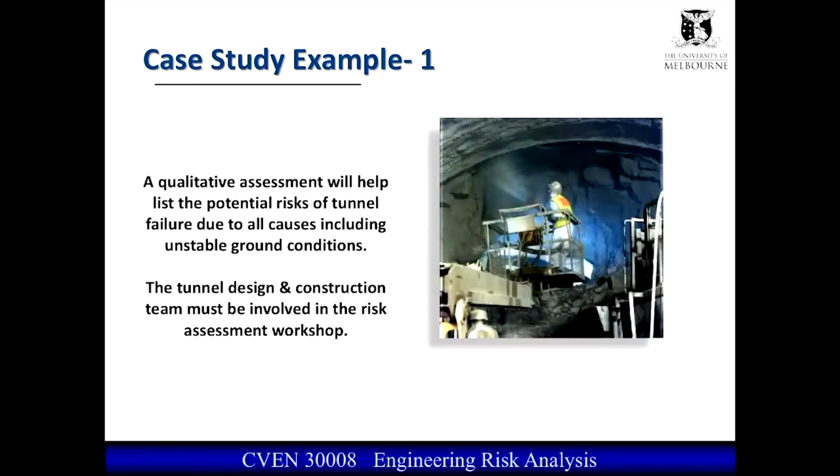So the first thing is a qualitative risk assessment. We'll go through, look at the hazards that are there, and then look at the potential risks of the tunnel failure from a whole lot of different causes, different hazards and different causes. Unstable ground would be one of those hazards, that you're tunnelling through ground that could be unstable. And then the tunnel design and construction team have got to be involved in looking at those hazards and the risks that come from it.